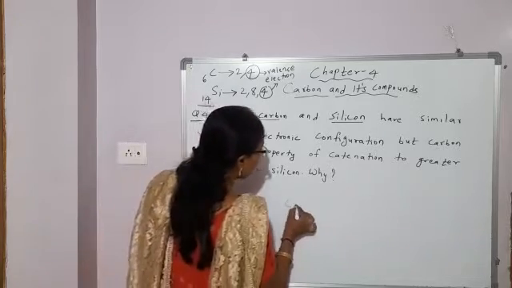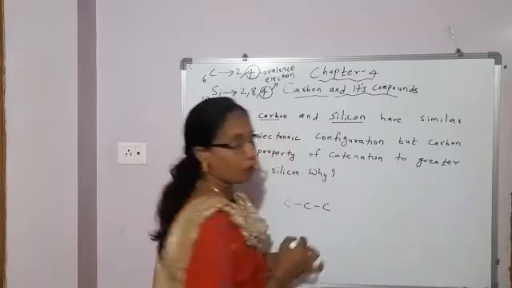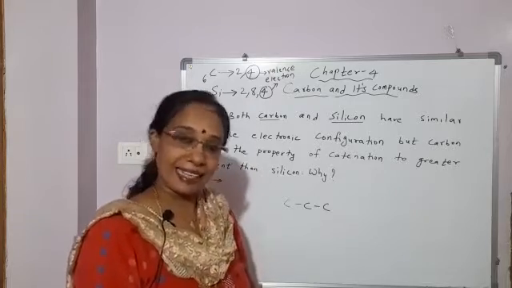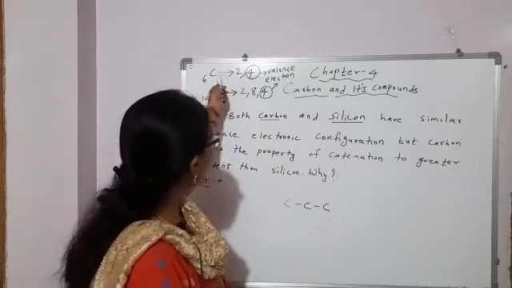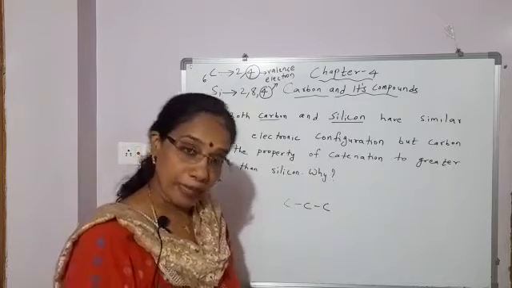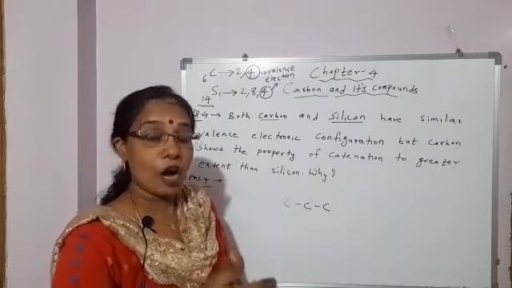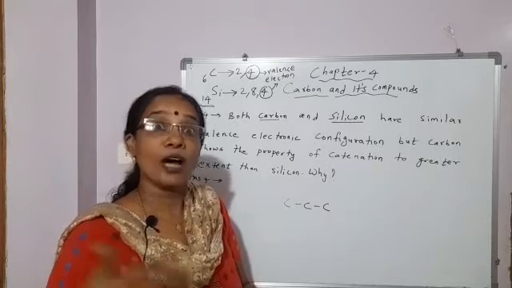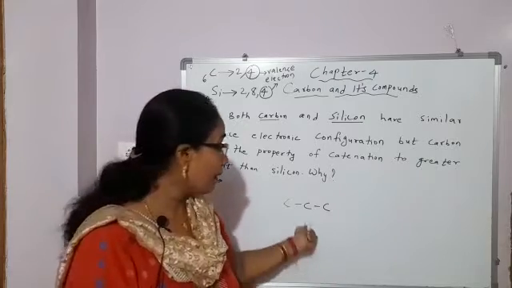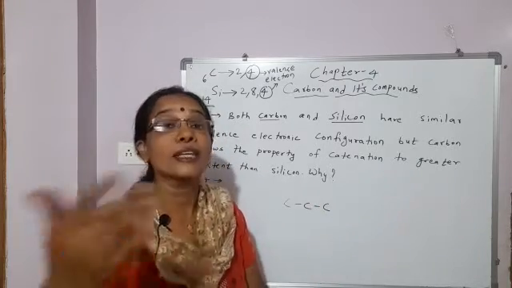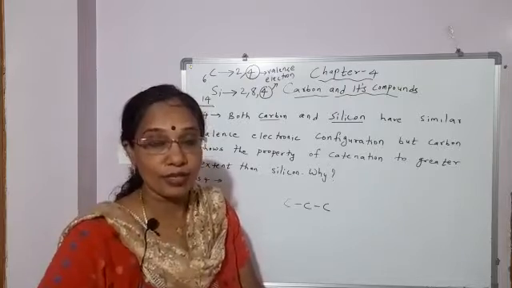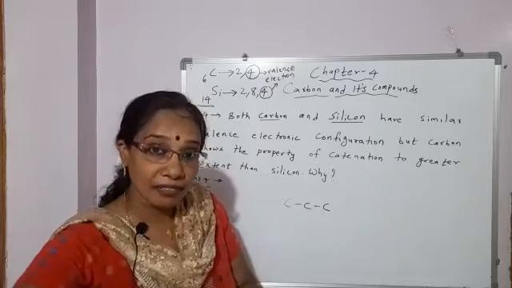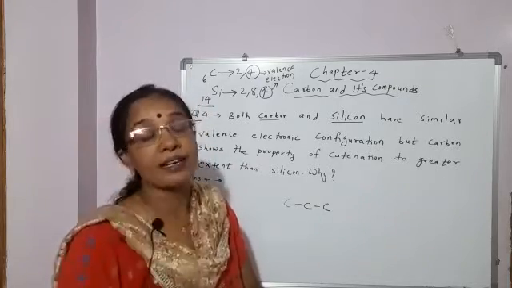Carbon, the self-linking property of carbon atoms to form long straight chains, branched chains or rings of different sizes, is called catenation. So carbon shows the property of catenation. How many carbon atoms can self-link with itself? About 100 carbon atoms. Carbon forms compounds with hydrogen, which are called hydrocarbons. Compounds of carbon and hydrogen are called hydrocarbons. There, around 100 carbon atoms can self-link with itself.